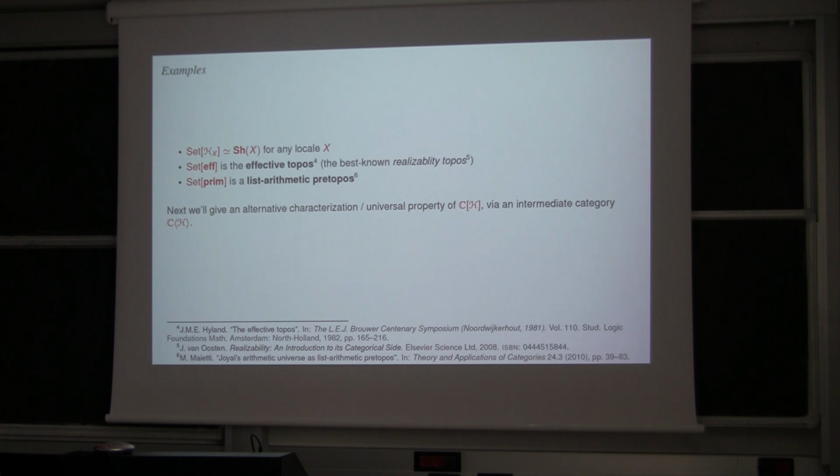Okay, so again, some examples. If I take the exact completion of the regular hyperdoctrine coming from a locale, I get a category that's equivalent to the sheaf topos. If I take the exact completion of the effective tripos, I get the effective topos. And if I take the exact completion of the primitive recursive hyperdoctrine, I get a list arithmetic free topos, in the sense, I think, introduced by Joyal and developed. It's not exactly the same, but we discuss it.